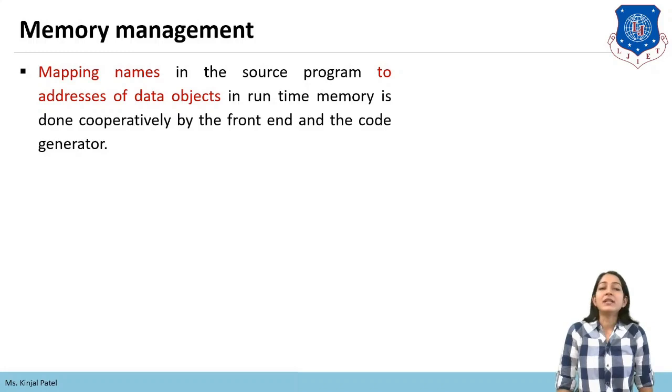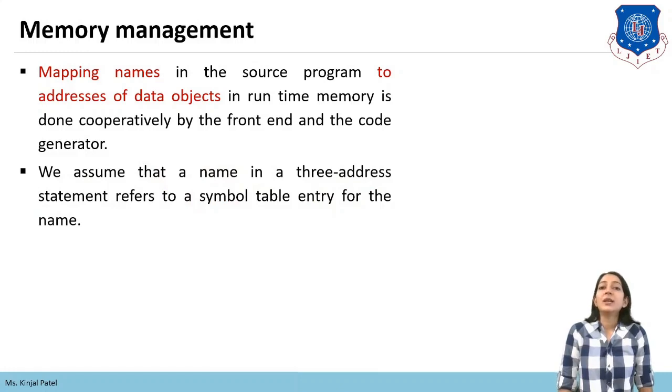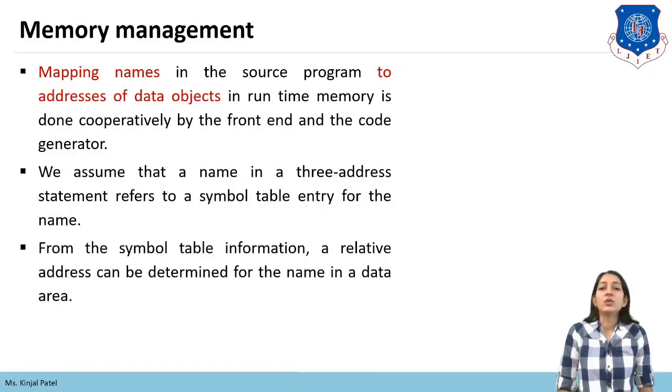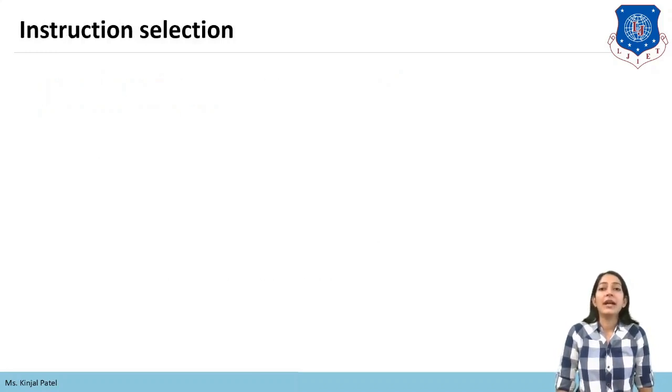So mapping names in the source program to addresses of data objects in the runtime memory is done cooperatively by the front end and the code generation. We assume that a name in the three address statement refers to a symbol table entry for the name. From the symbol table information, a relative address can be determined for the name in the data area. In memory management, the symbol table data structure is used by the front end, and when we want to store the three address statement, we refer to the symbol table entry.